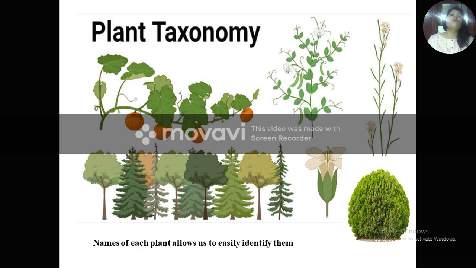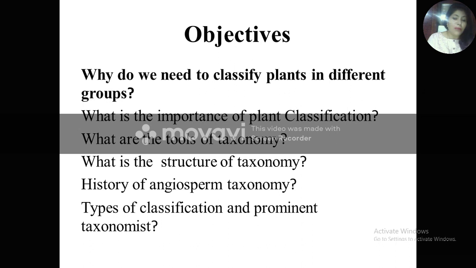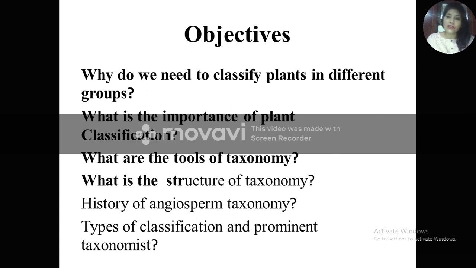But if we need to know more about it, if you are in botany, you need to know its scientific name. You need to know which category it belongs to. So in today's class, we'll see what plant taxonomy is and why we need to know it. We will see why we need to classify plants in different groups, what the importance of plant classification is, what the tools of taxonomy are, how we classify, what the structure of taxonomy is, and how the classification looks.